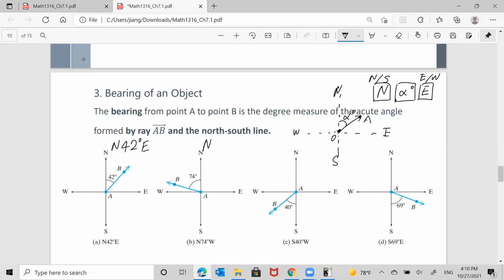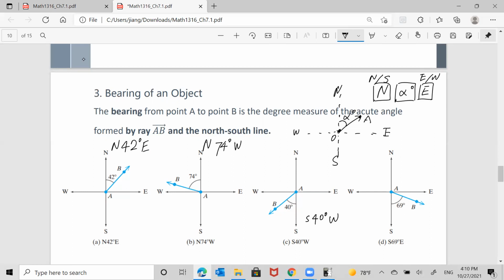And the second one is on the north part. That means north goes first. And then the acute angle between here and here is 74 degrees. And it's on the west part. I put west. So look at this picture. The ray is on the bottom part. That means it's on the south part. Put S in front. The acute angle between the ray and the north-south line is 40. Put 40 degrees. And then it's on the west part.